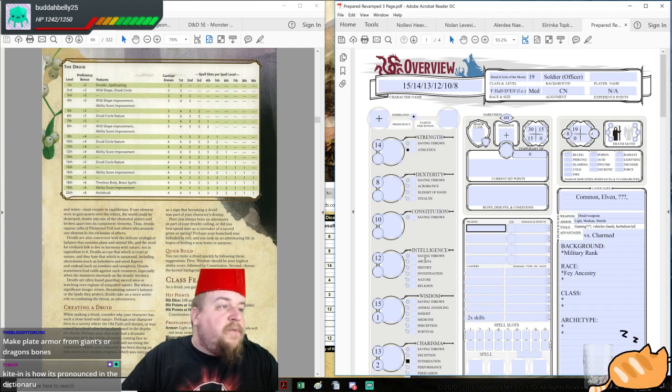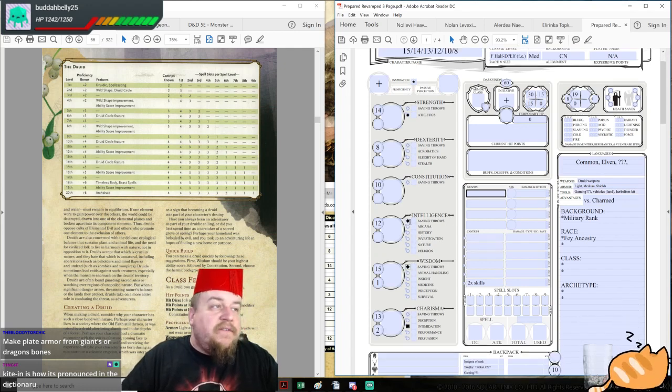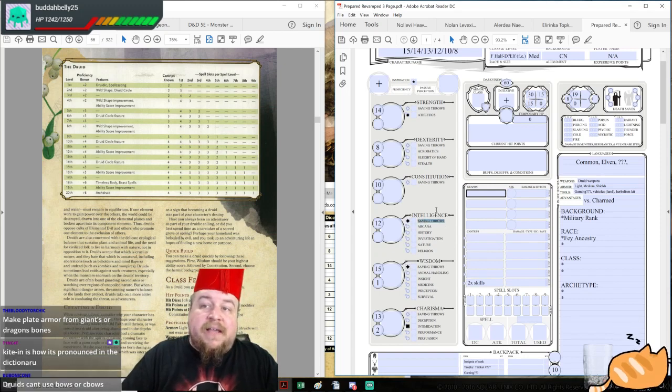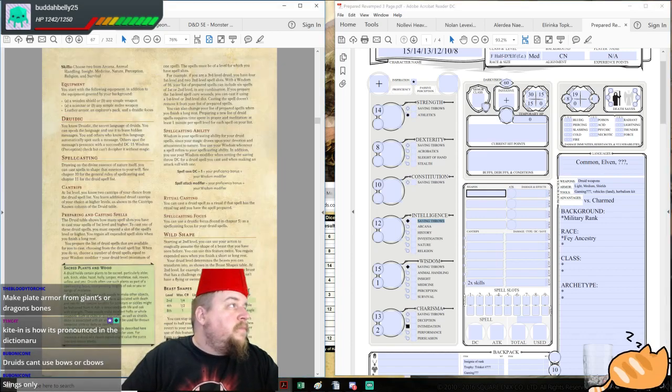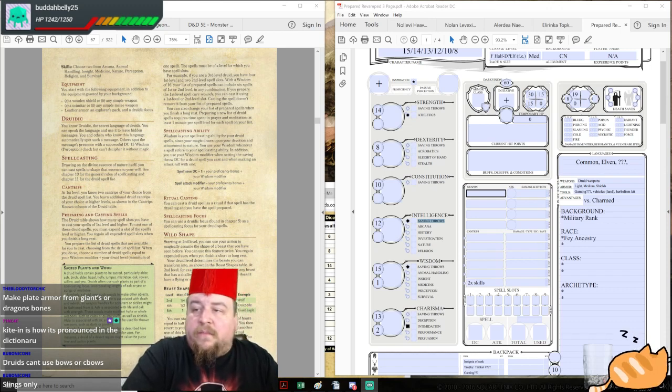Our saving throw proficiencies are intelligence and wisdom. So as you see here, I filled in the diamonds next to where it says saving throws, because next to every ability is the saving throw, and beneath it are the skills relevant to that ability. Oh, yeah, it is slings, yeah. Okay.